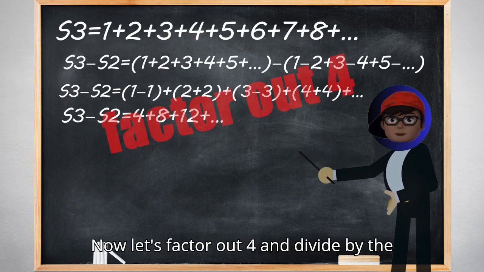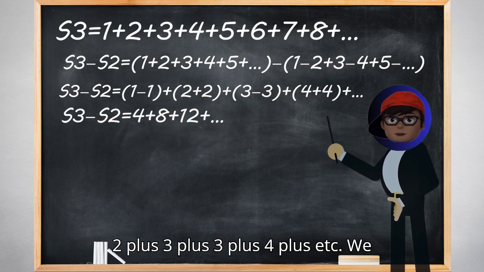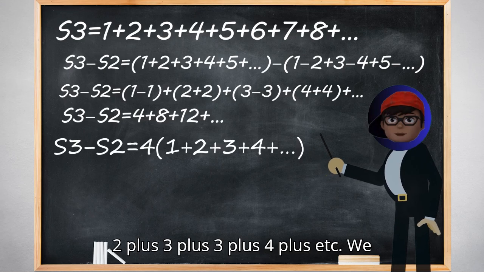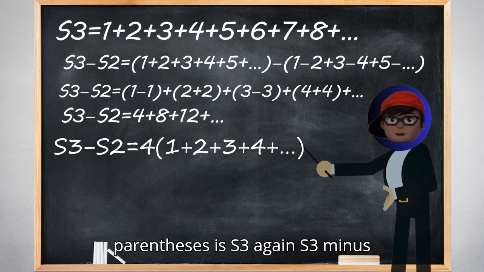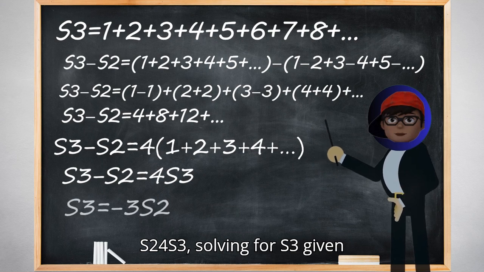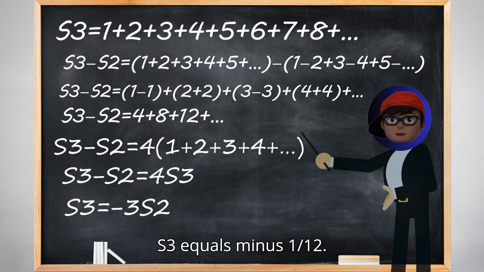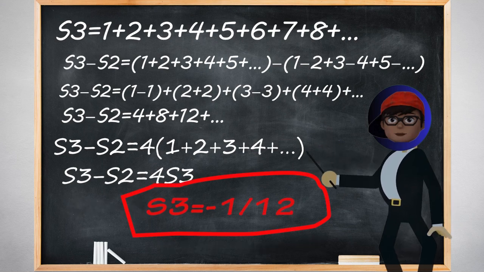Now let's factor out 4 and divide by the sum of natural numbers: S3 minus S2 = 4(1 plus 2 plus 3 plus 4 plus, etc.). We recognize that the sum inside the parentheses is S3 again: S3 minus S2 = 4 S3. Solving for S3, given that S2 is 1/4, we find that S3 equals minus 1/12.